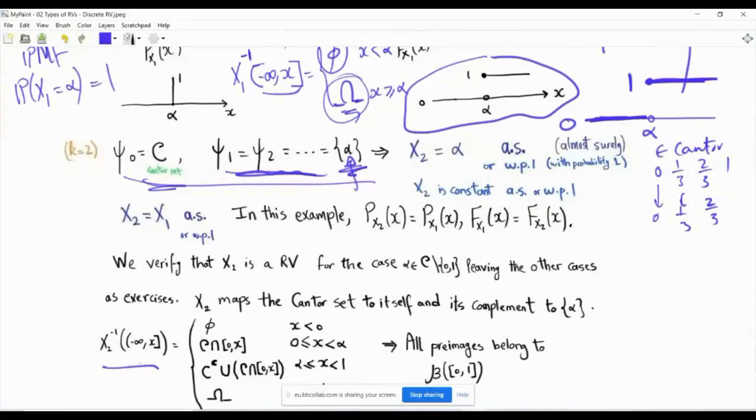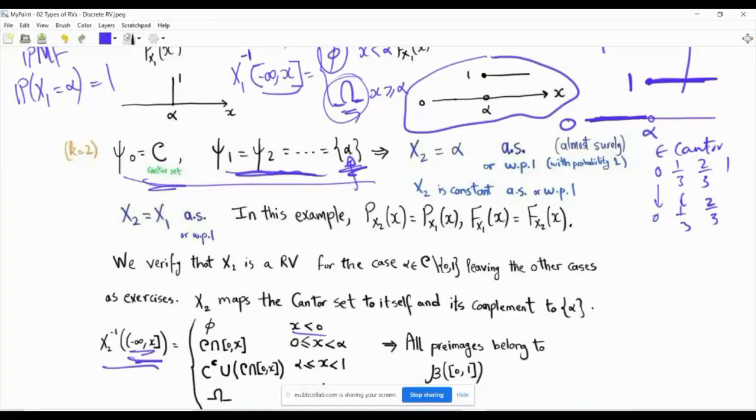Let's verify that if I define a function that takes the Cantor numbers, each one to itself, and the numbers not in the Cantor set to alpha, this is indeed a random variable. Again, the trick is to investigate the pre-image. You do not need to do so for any Borel set, despite the fact that this is the original definition, because some smart people proved that you can investigate only the pre-image of intervals of the form from minus infinity to x, with small x included.